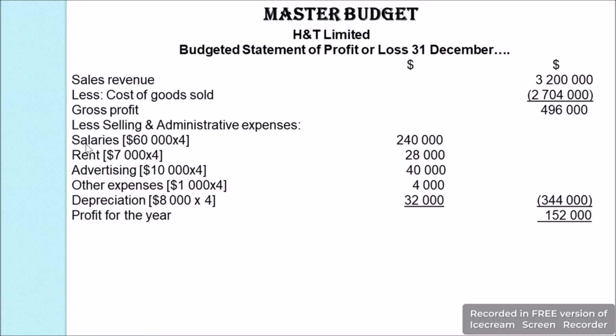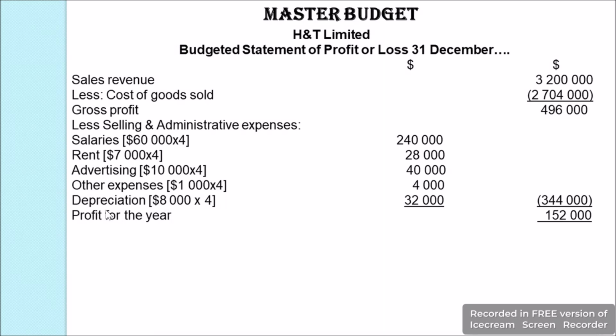From there we subtract the selling and administrative expenses. We start with the salaries, and for each quarter the salary was $60,000, and for the whole year, that is 4 quarters, it will be 60,000 times 4, which will be $240,000. Then rent for each quarter, it is $7,000. So for the year it will be 7,000 times 4, which will be $28,000. And then advertising, it was 10,000 for each quarter. So for the year it will be 10,000 times 4, which will be $40,000. Other expenses was $1,000, and for the year it will be 1,000 times 4, which will be $4,000.